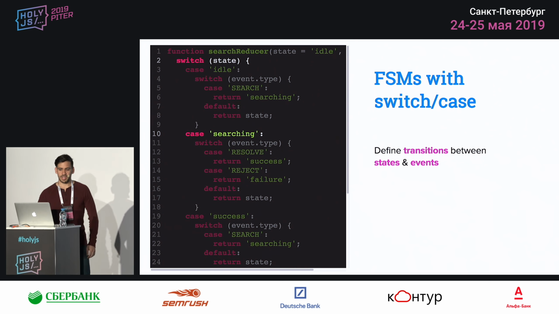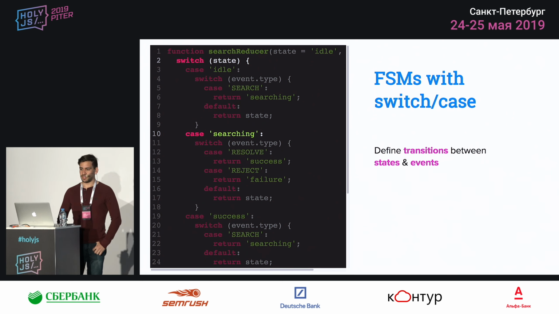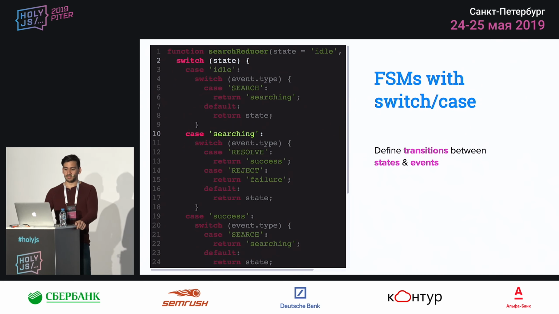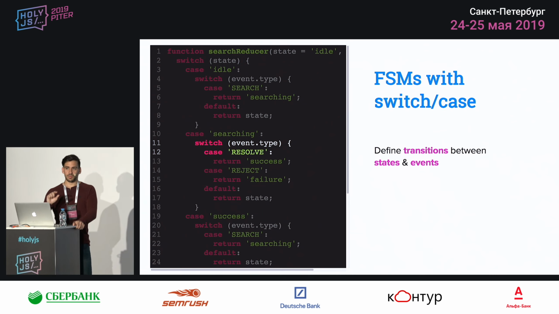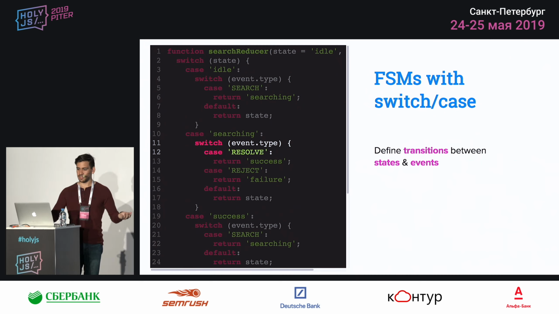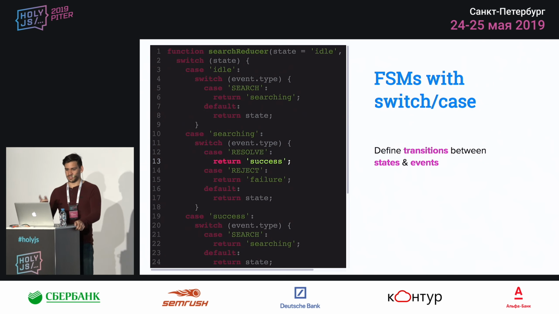With a switch case statement, you would first take a look at the states. In this case, it starts at idle, or in this case, it's searching. And in that state, you switch on what the event is. You could picture this if you do Redux. This is the same as a Redux reducer. You switch on what the type is, and then you return the state that results from being in the current state, which is searching, and the event resolve happening. And so you get success.